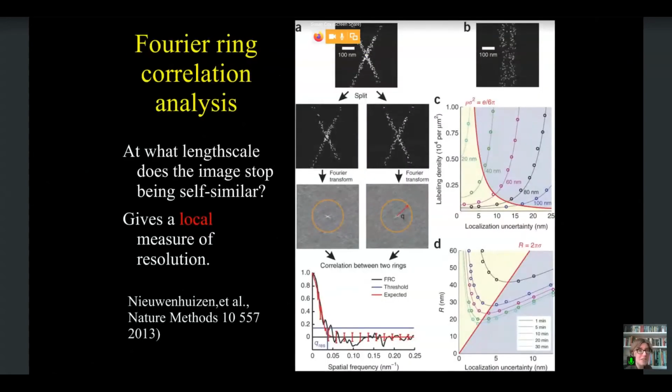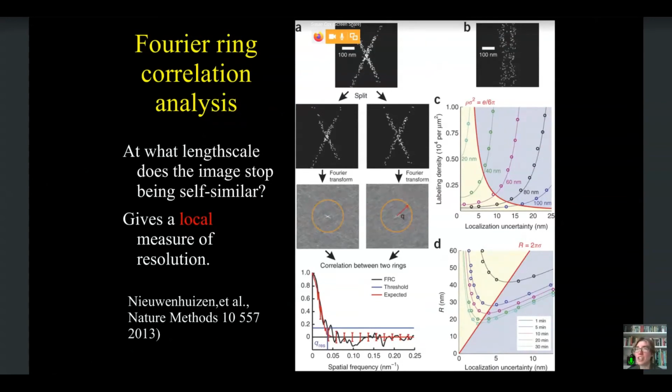And in 2013, we seem to have got that. We got this method called Fourier ring correlation analysis. It was developed by Robert Nieuwenhuizen and Bernd Rieger at the University of Delft, and they did a really great job of translating this method, which was so widely used in electron microscopy, into a form that could be used for localization microscopy.